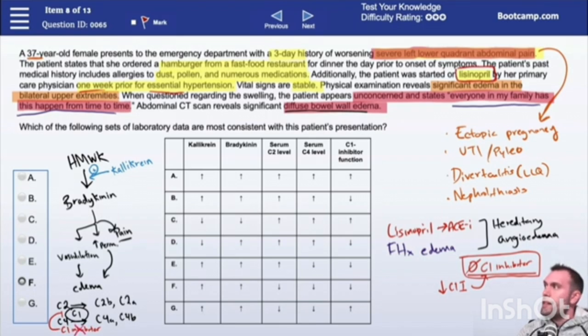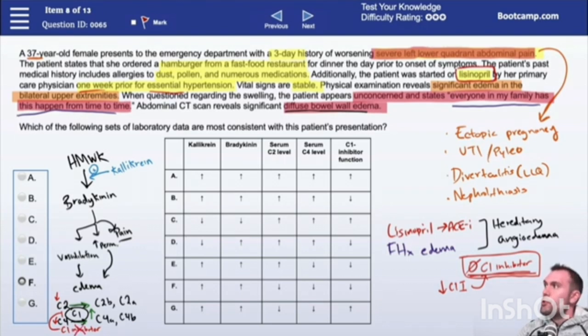Well, now this complement, the C1, is going to be over stimulated, right? Because there's nothing to regulate it. There's nothing to keep it in check. And so you're going to get a lot of C2 and a lot of C4 getting converted because there's nothing inhibiting this C1, right? And so what happens is the levels of C2 are going to drop and the levels of C4 are going to drop because they're getting converted pretty rapidly here. And there's nothing to inhibit this process because we have a dysfunction or deficiency of this C1 inhibitor.